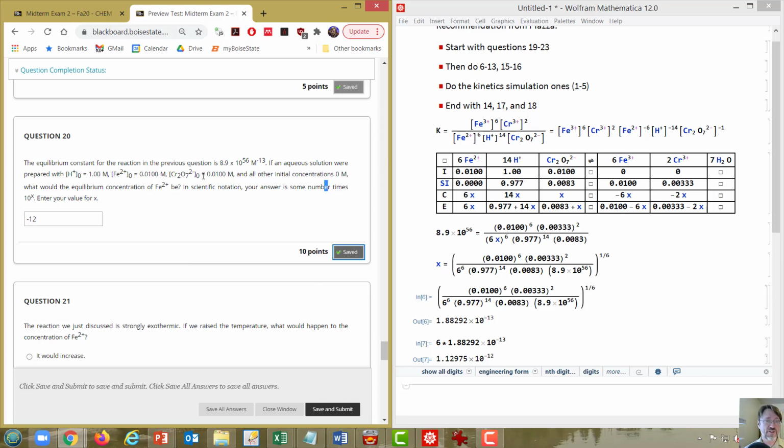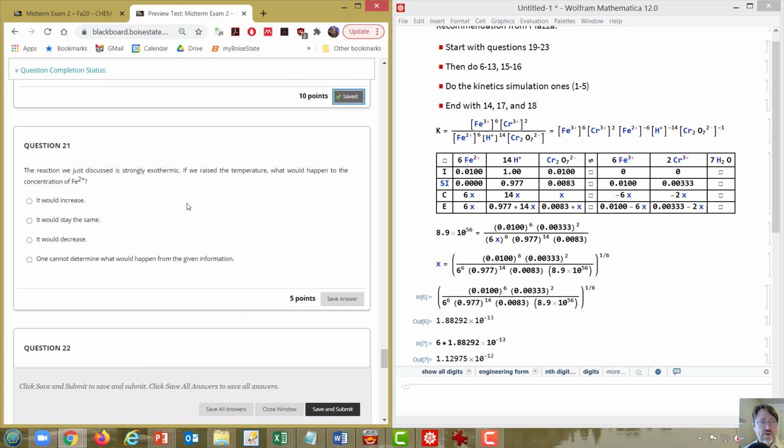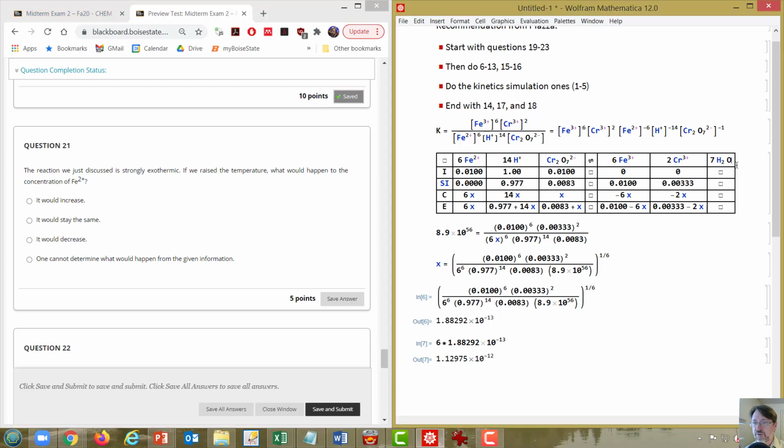Okay, we have our answer. Next question is number 21. The reaction we just discussed is strongly exothermic. If we raise the temperature, what would happen to the concentration of Fe2+? So exothermic means that heat is produced in the reaction.